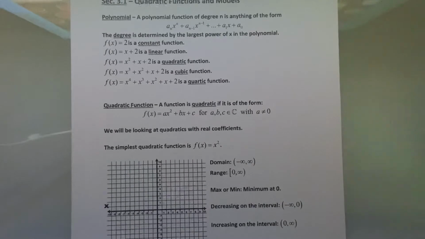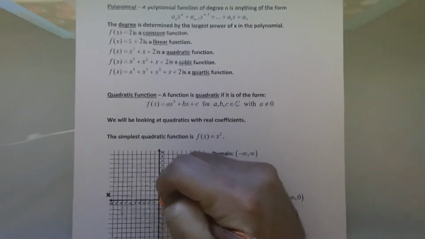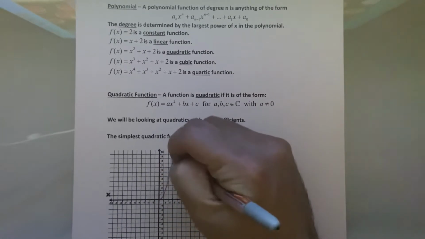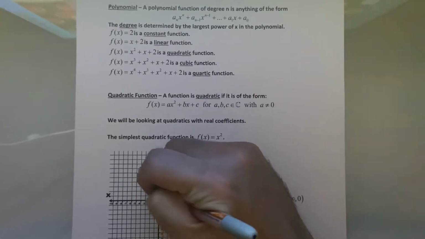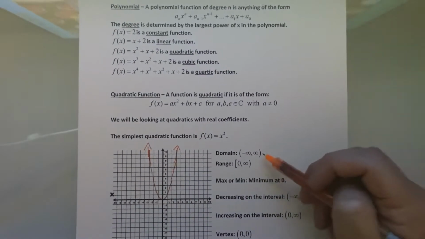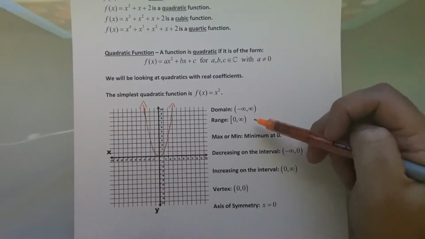The simplest parent function for quadratics is f of x equals x squared, which you guys have all seen before. It is the parabola. Looks something like this. And it's got some features. The domain is negative infinity to infinity. The range is 0 to infinity.